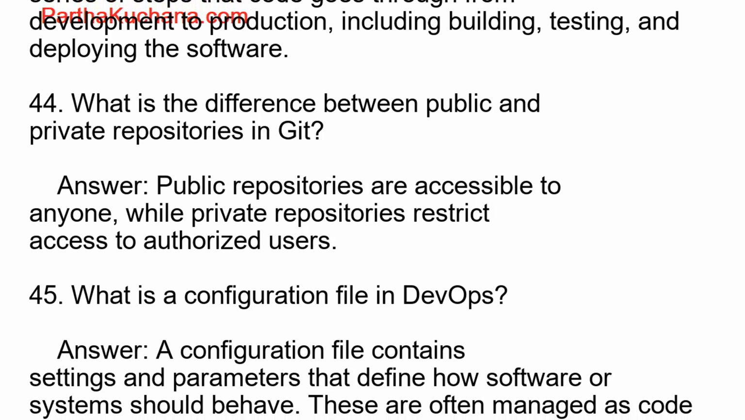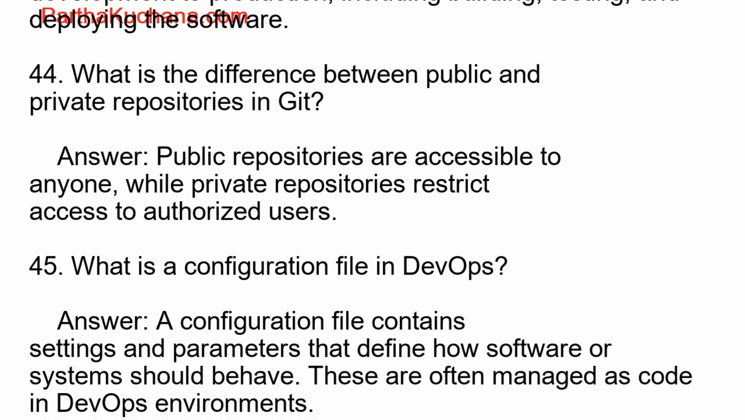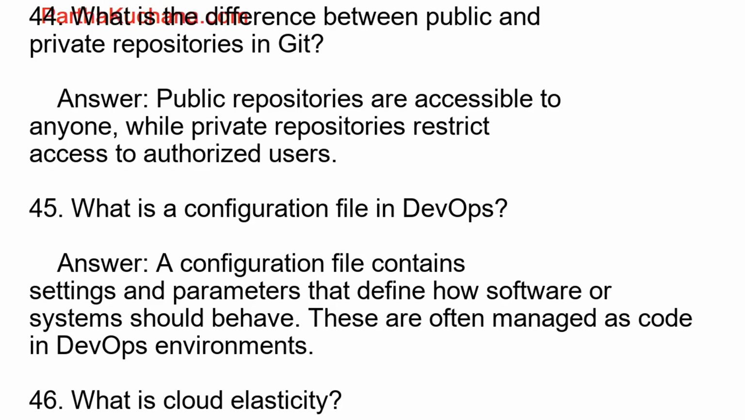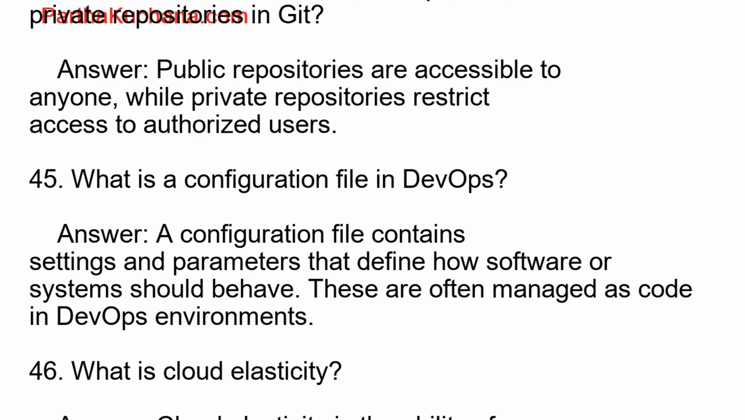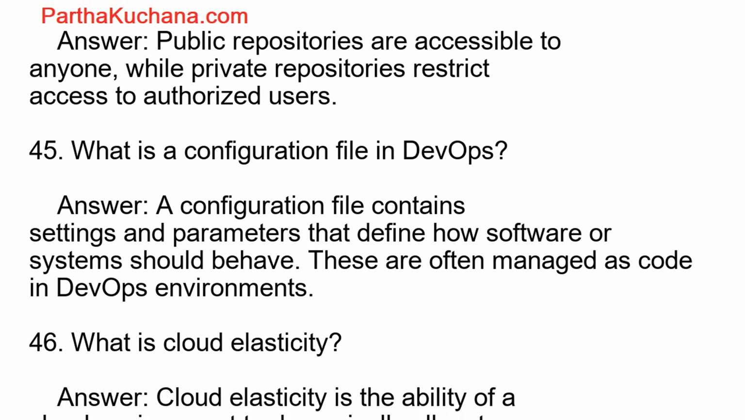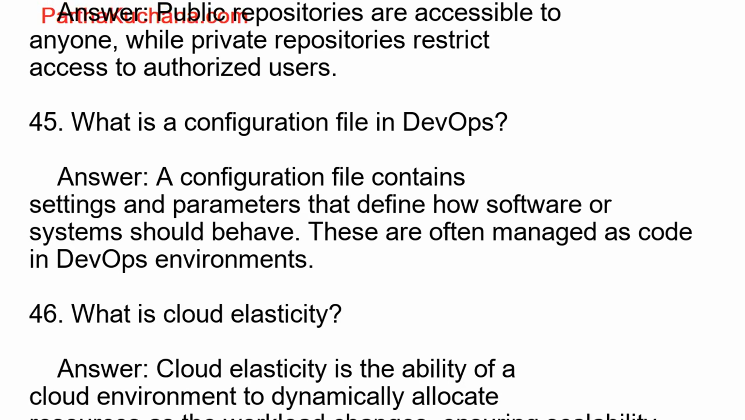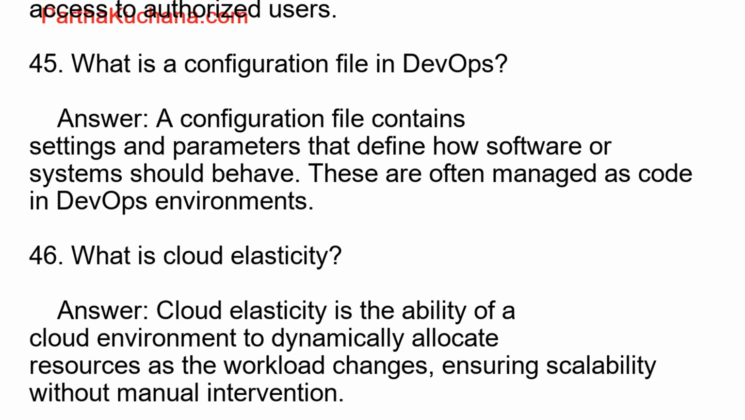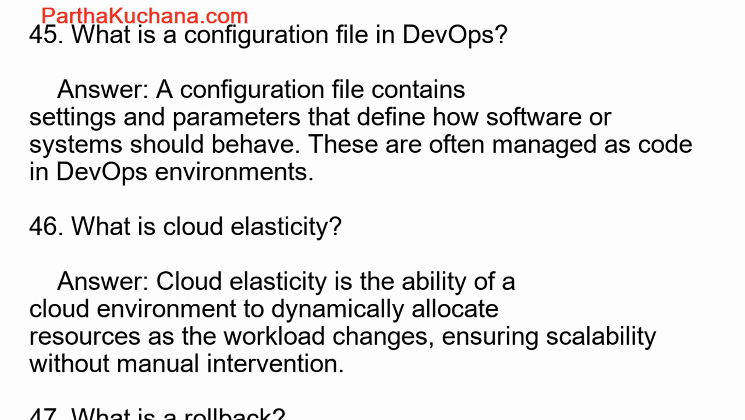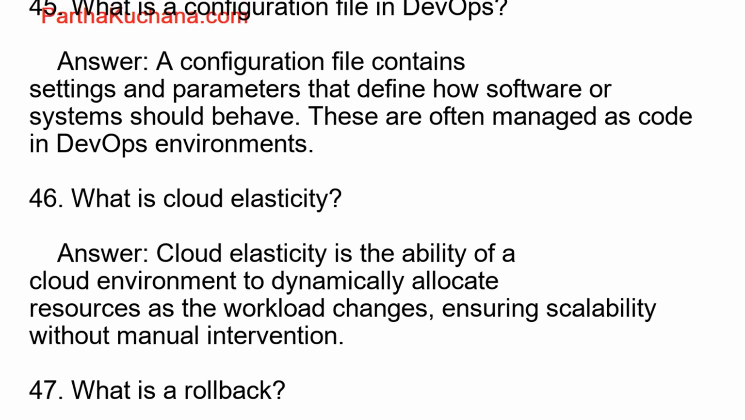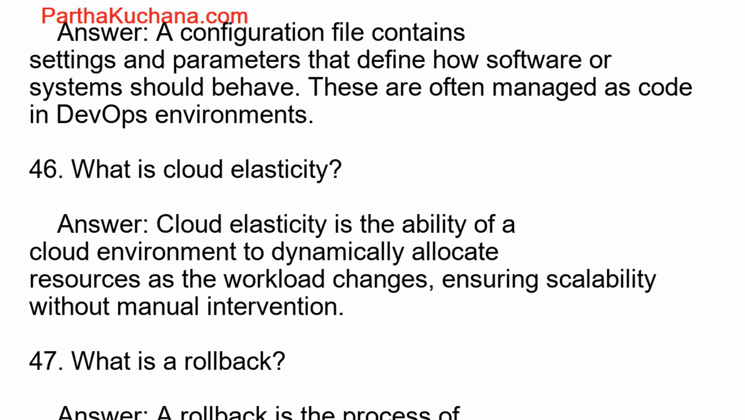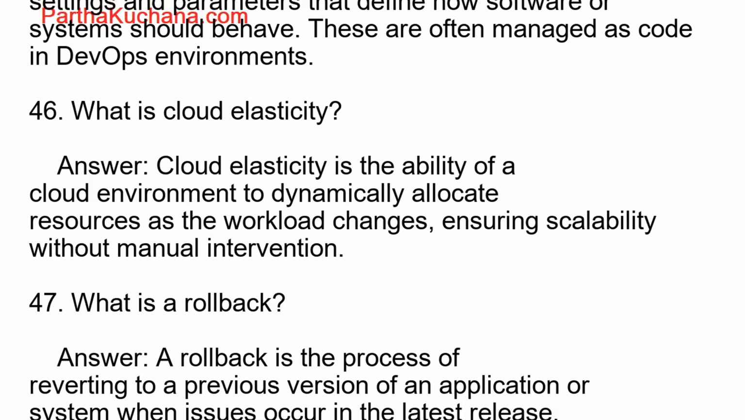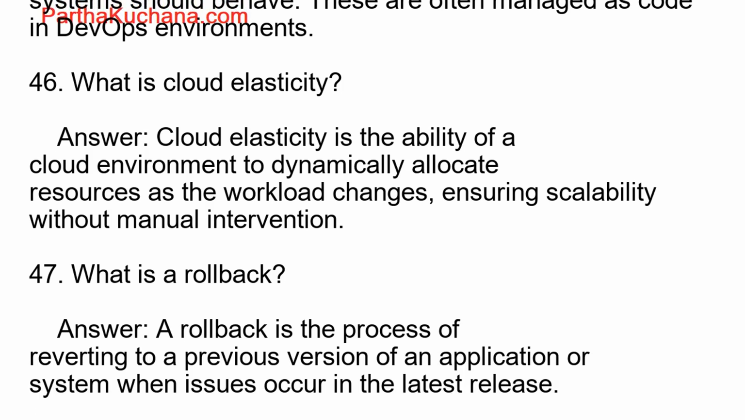45. What is a configuration file in DevOps? Answer. A configuration file contains settings and parameters that define how software or systems should behave. These are often managed as code in DevOps environments. 46. What is cloud elasticity? Answer. Cloud elasticity is the ability of a cloud environment to dynamically allocate resources as the workload changes, ensuring scalability without manual intervention. 47. What is a rollback?